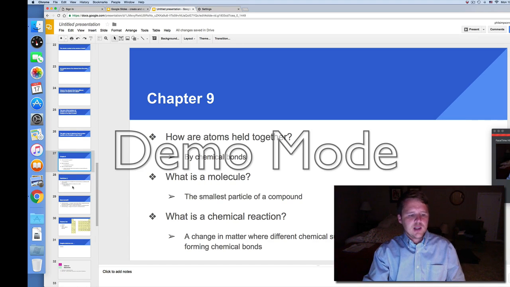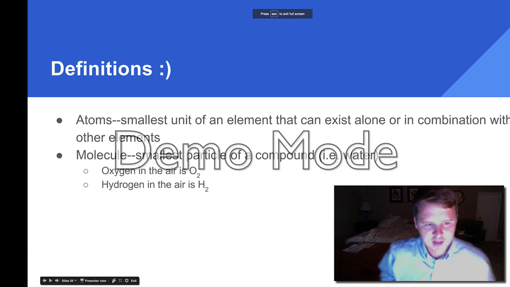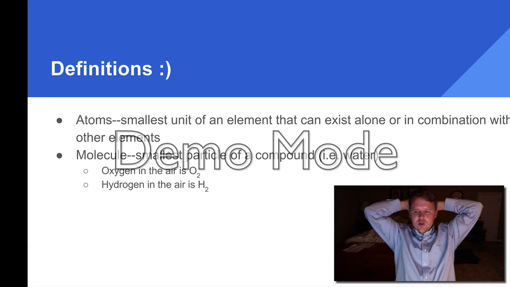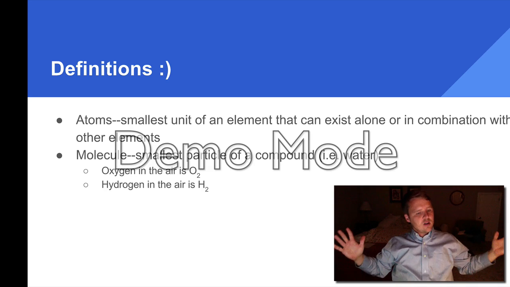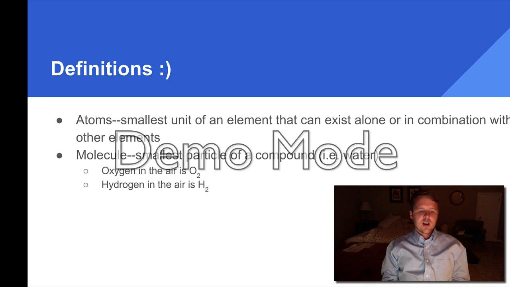So let's see. Next page, please. Definitions. More definitions. Atoms. Smallest unit of an element that can exist alone or in combination with other elements. And a molecule is the smallest particle of a compound. Oxygen in the air is O2. Hydrogen in the air is H2.